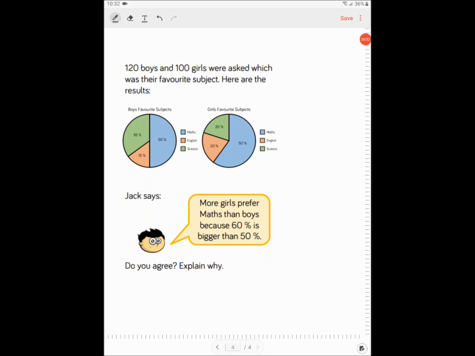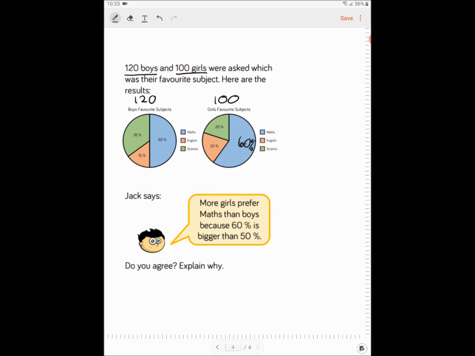Right, the final question on this particular section is actually asking you to think logically about what you're being shown. It doesn't help the fact that the diagram is incorrect. This bit says it's 50%, it's 60%. So just to make sure that you're okay with that. Before we even move on to what Jack is saying, we've got 120 boys in the survey and 100 girls in the survey. So if we put that down to remind us, that's 120 boys, that's 100 girls. So the graphs, whilst being the same size, are actually representing different numbers of children.